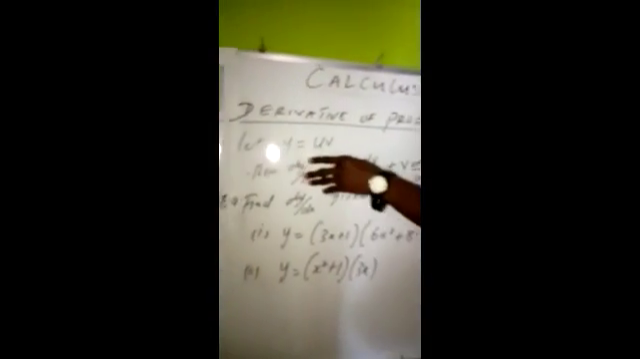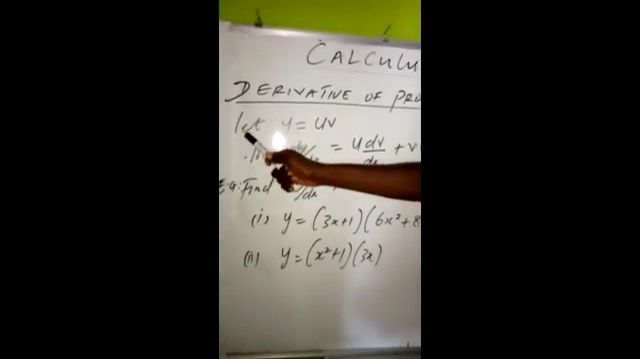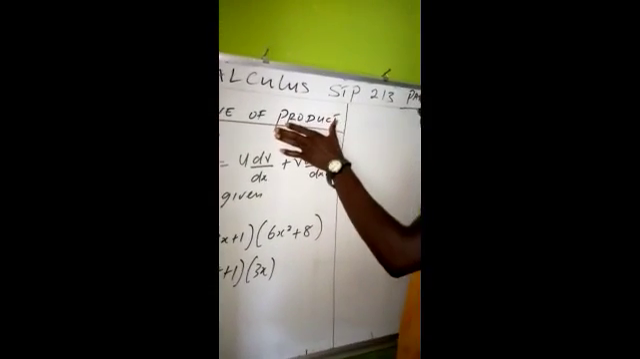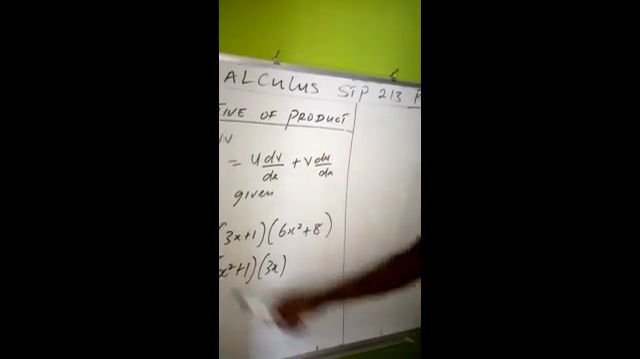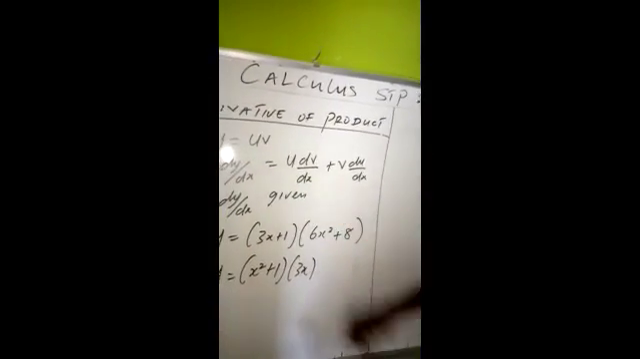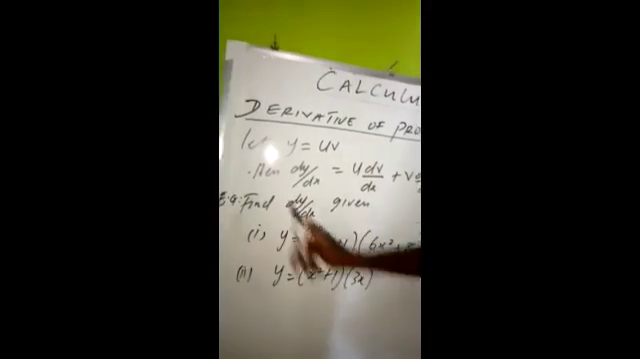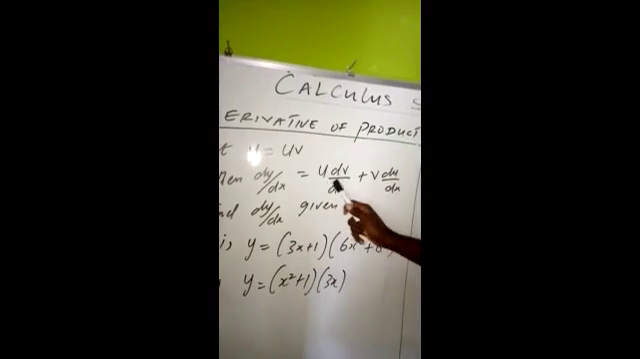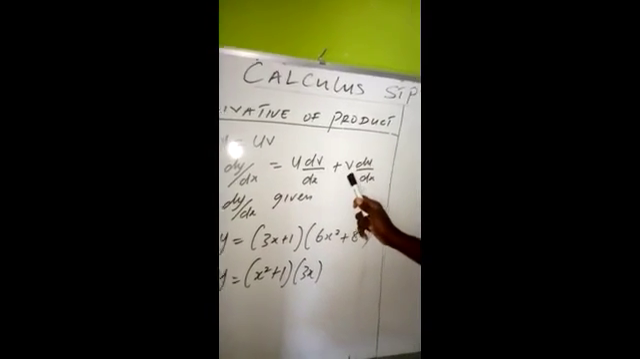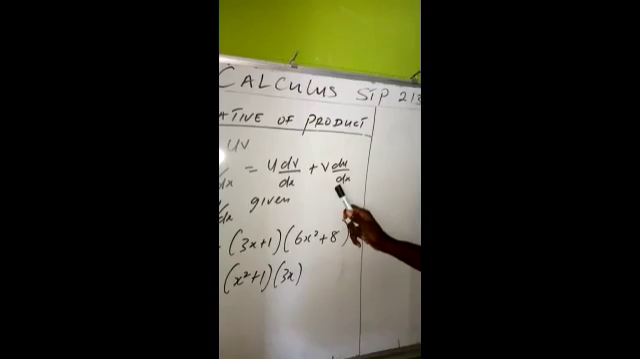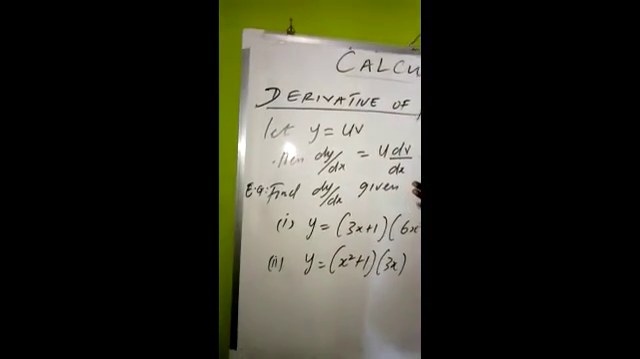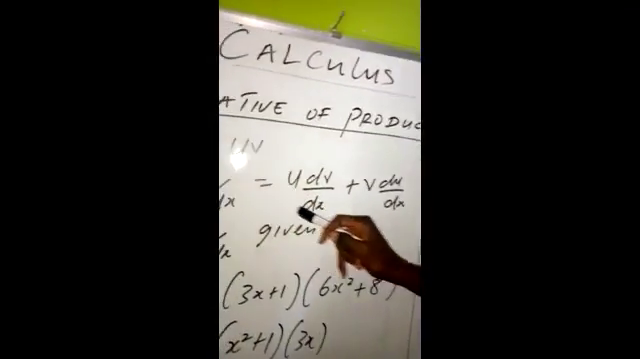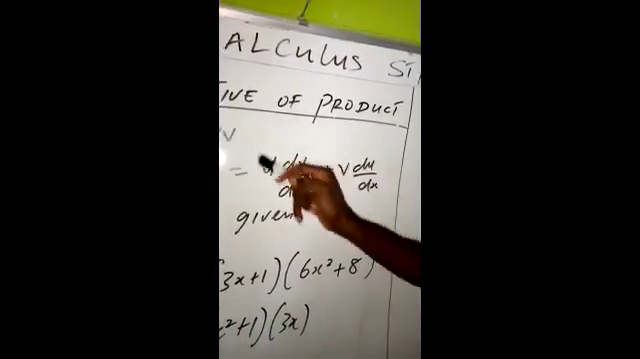Everything is there. Then from this point now, we have let y equals uv. Remember, products means multiplication. They say let y equals uv. That is why it is uv, because of the multiplication. Then dy/ds will give us u dv/ds plus v du/ds. So this is the formula for the product rule. If they ask you to find the derivative using the product rule, this is what you use. This is the formula of the product rule.